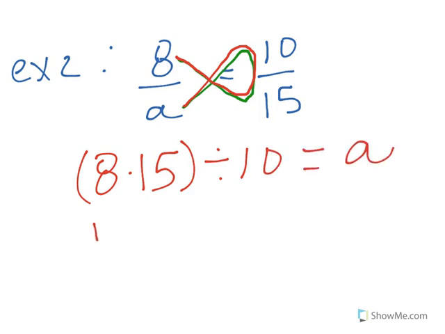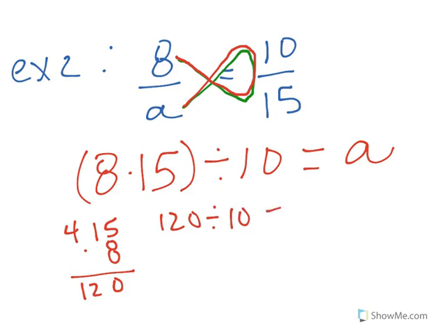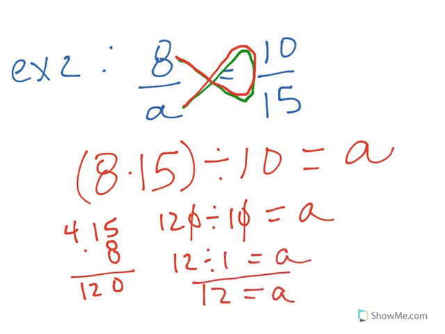So I can do 15 times 8. 8 times 5 is 40. 8 times 1 is 8, plus 4 is 12. So I'm going to say 120 divided by 10 is going to equal a. Well, they both have a 0, so I can cross off my zeros. So 12 divided by 1 is going to equal a. So then 12 equals a. So my answer is 12.